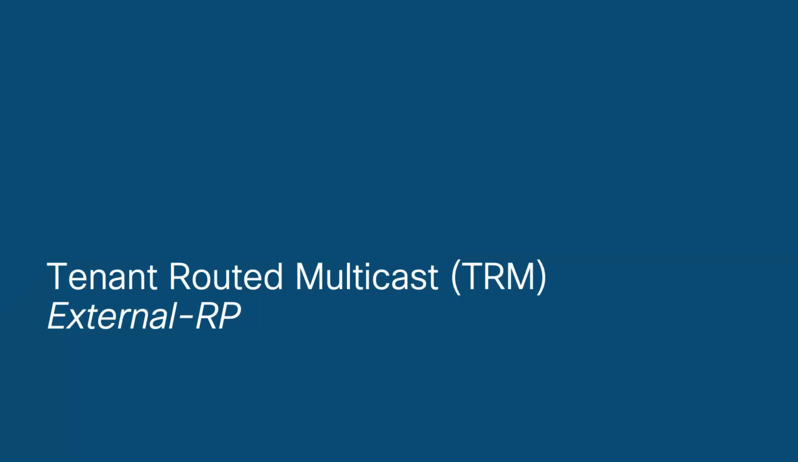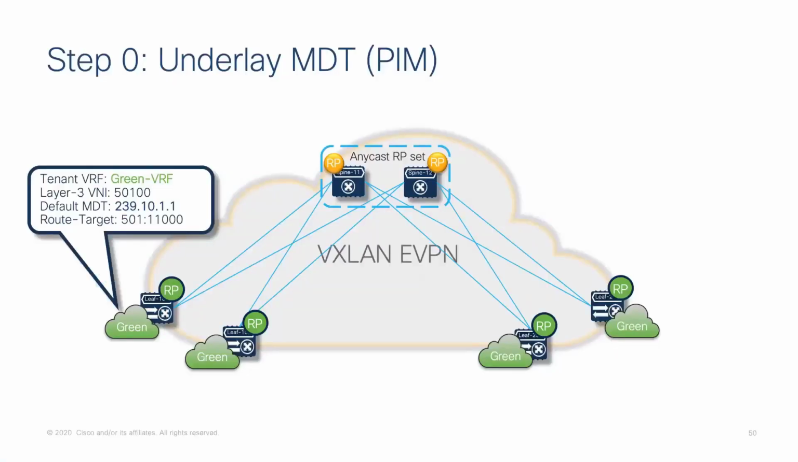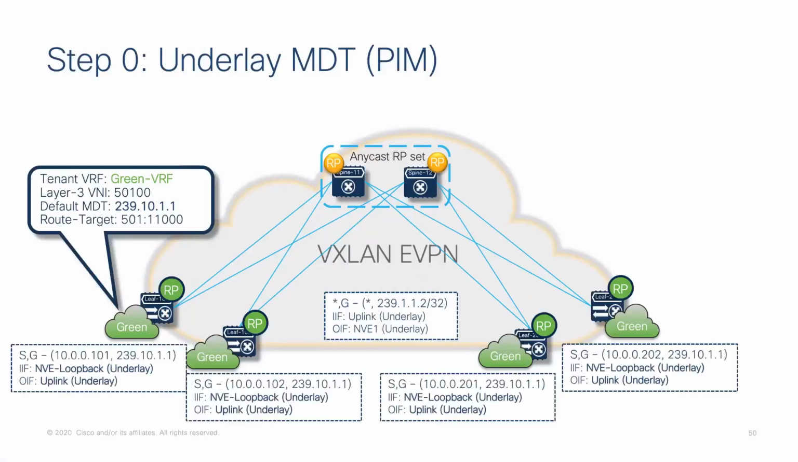So here we are. External rendezvous point is a scenario where you have the rendezvous point outside of the fabric. You'll get this first, the very first step, which is step 0 again. As soon as multicast is enabled, your underlay receives a PIM join for the layer 3 VNI source tree. Nothing special about that. It's just classical PIM signaling with the join process and so on. So we simply skip it.